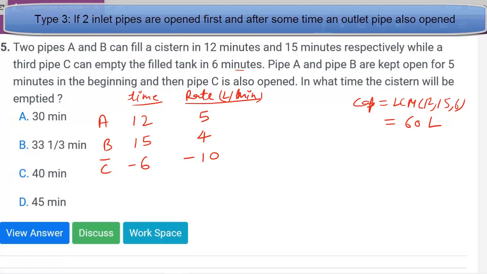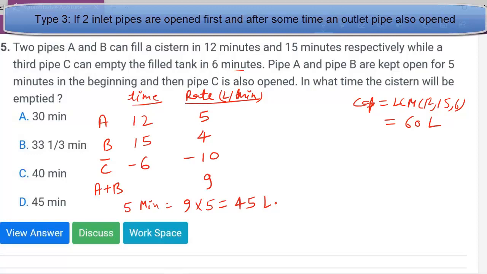Right, so now in the question it is given that pipes A and B are kept open. So when you are opening A plus B together, you are getting 5 plus 4, that means 9 liters per minute filled for 5 minutes. So in 5 minutes with the rate of 9 liters per minute, 9 into 5, that means 45 liters will be filled. Okay, and then C is opened.